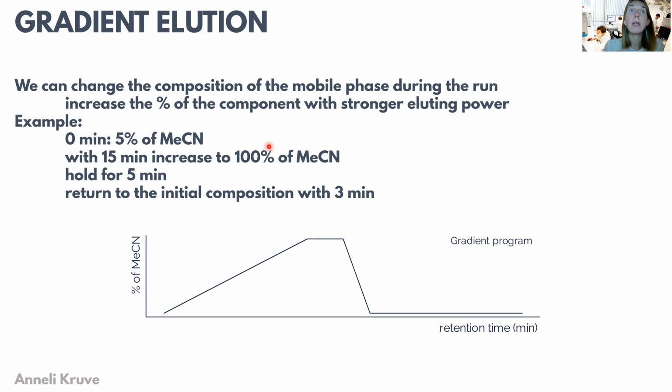Important to mention that often this plateau, the highest percentage of organic modifier, can be 100%, but if we are dealing with samples that could have proteins or other compounds that might precipitate at 100% organic modifier concentrations, then we might stop at 90 or 95%. So for biological samples like blood extracts or urine extracts, we mostly actually stop at 95% of acetonitrile.